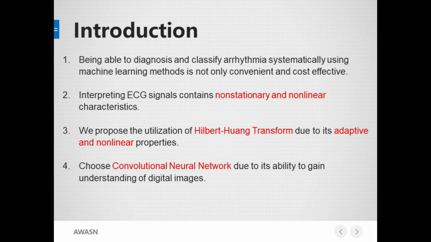Here, we propose the utilization of the Hilbert-Huang Transform as a method to produce input for a convolutional neural network to extract features of arrhythmia and perform classification. The reason why we choose the Hilbert-Huang Transform is due to its adaptive and nonlinear properties which can address the complexity of the human body properly. Also, to gain an understanding of digital images, we choose a convolutional neural network to analyze the visuals produced by the Hilbert-Huang Transform.